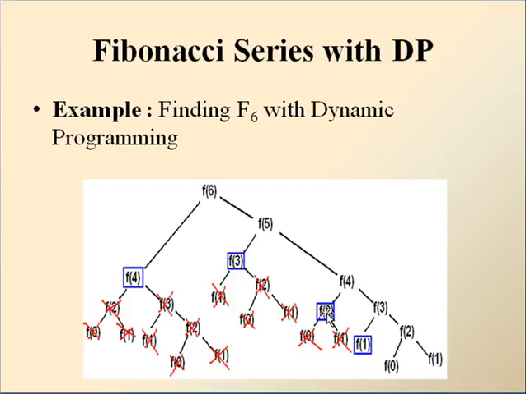So again, when we move here, F2 will require F0 and F1, but this branch is no longer required because F2's value is already present. Similarly for F3, F1 and F2 are required, but F1's value is already computed, and F2's value is already computed. So this whole branch is saved. All these are not required. For F4 also, we require the values of F2 and F3, whose values are already present. So we no longer need this branching.